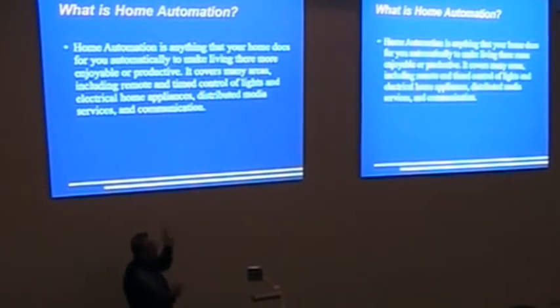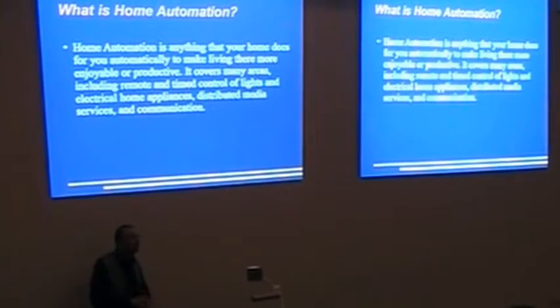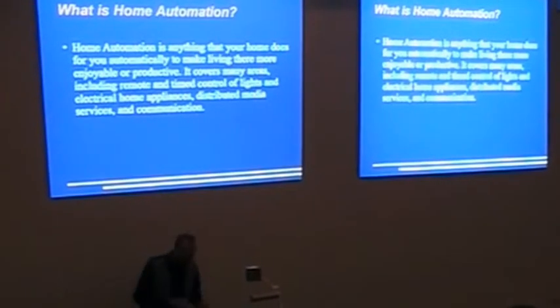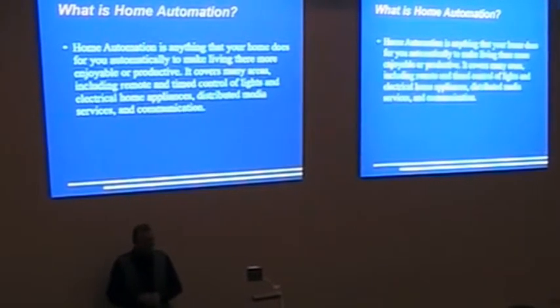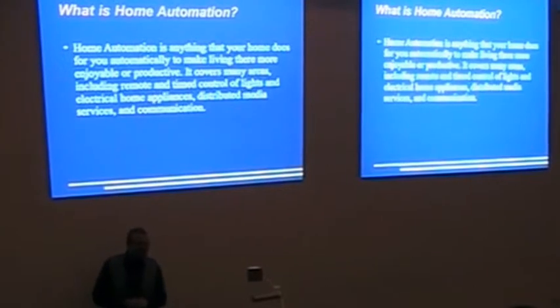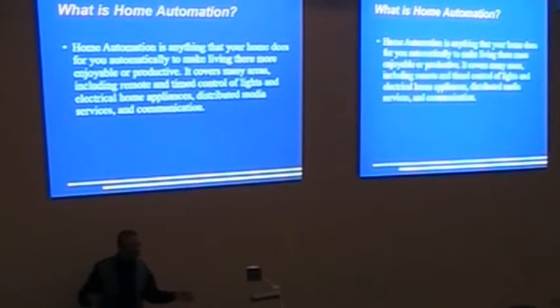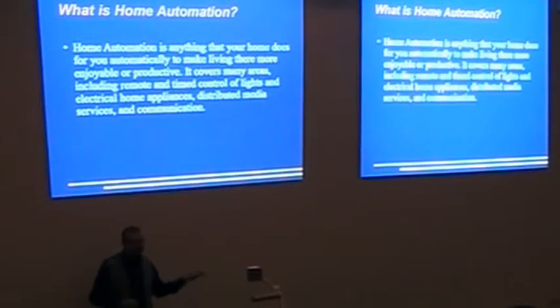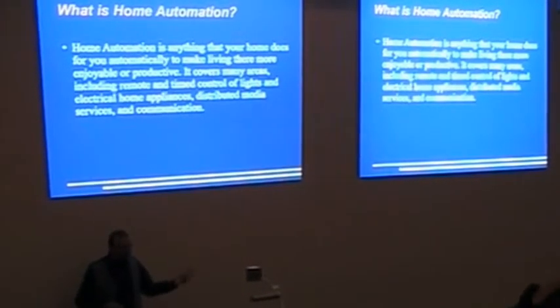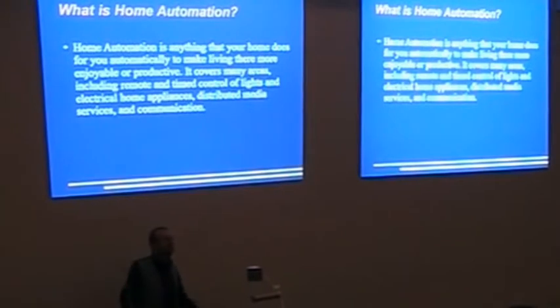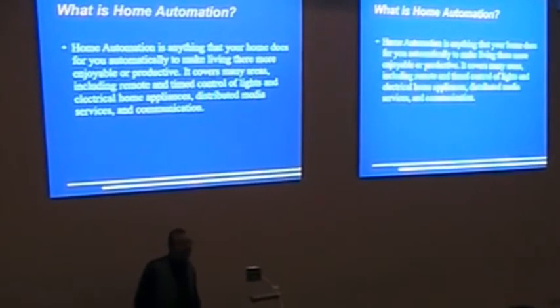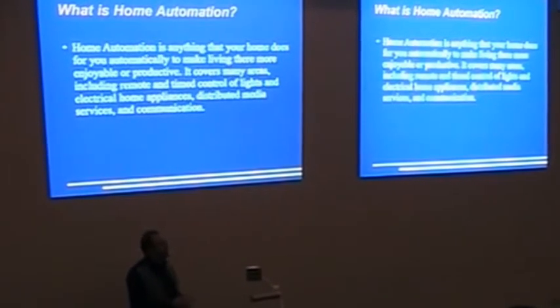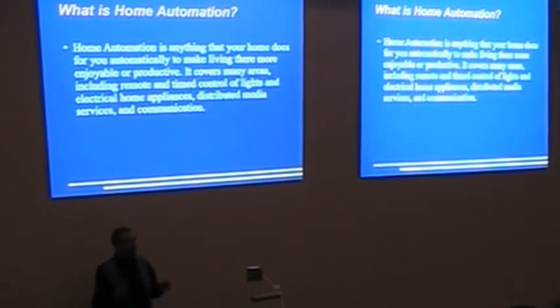So here we have a nice little pithy phrase. If you care to tweet anything, this is the pithy phrase you should be tweeting. Home automation? Yeah, I know. Home automation is anything your home does for you automatically to make living there more enjoyable or productive. It covers many areas like remote and time control of lights, electrical home appliances, distributed media services and communication. All it means is our house can do stuff for us. Basically, my house is now a peripheral of my computer.